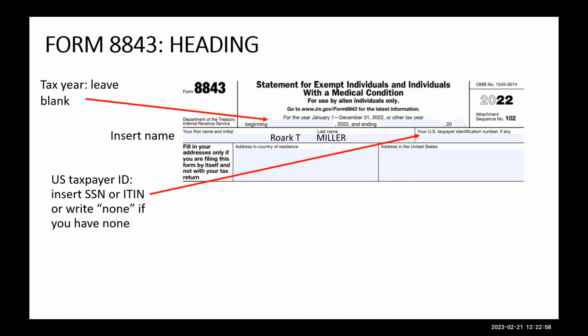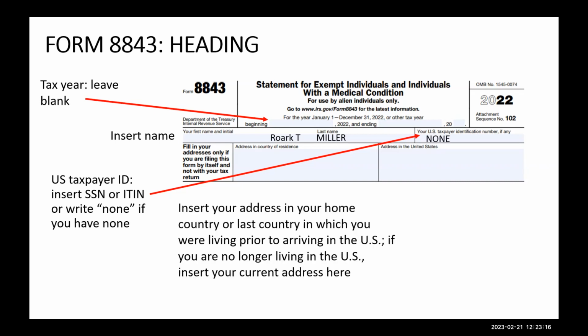So that would be either your Social Security number or your individual taxpayer identification number. Now, it could be that virtually none of you have these, and that is fine. If you don't have an SSN or an ITIN, then just write none in that blank. You don't have to have this. And then you insert your address in your home country. So for the address and country of residence, you input it in your home country, or the country that you were living in prior to arriving in the US.